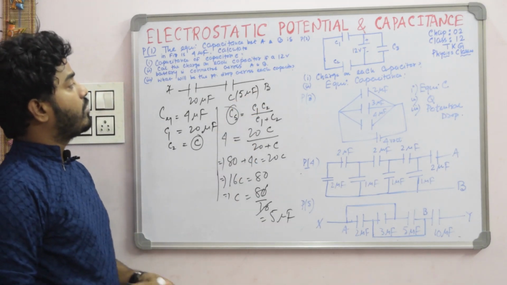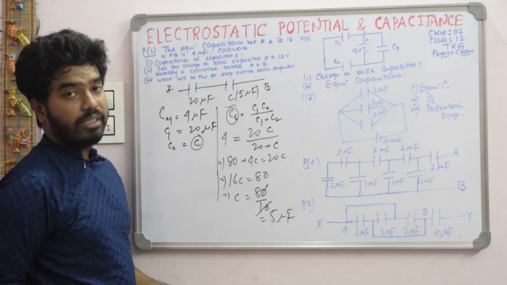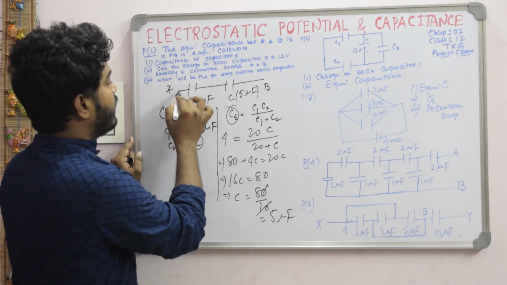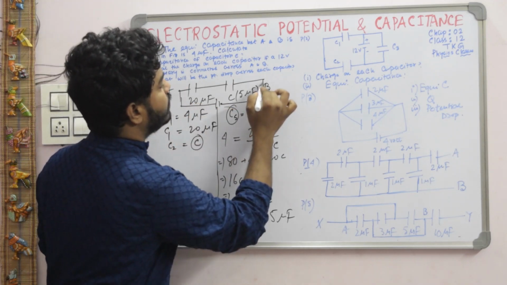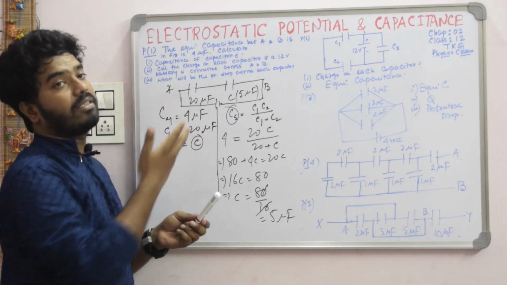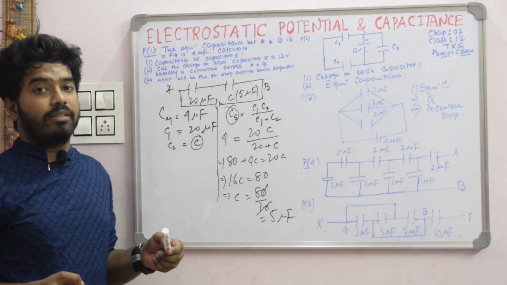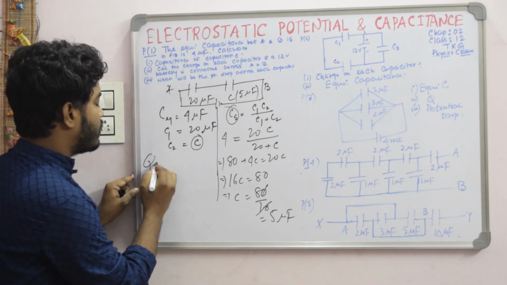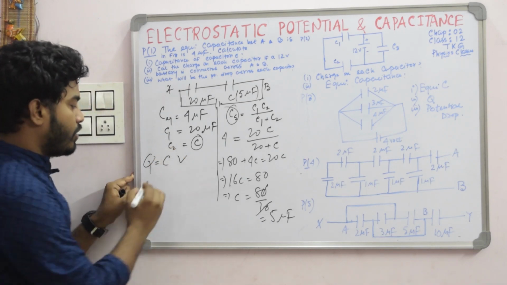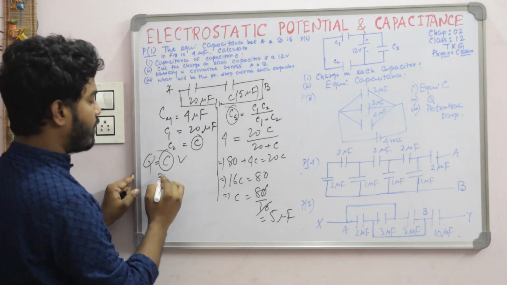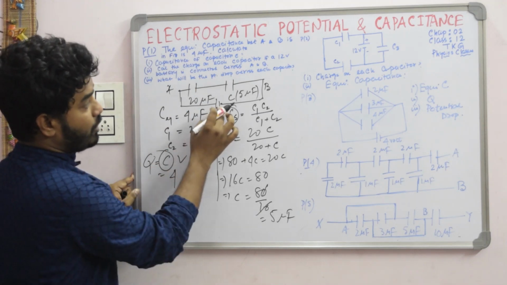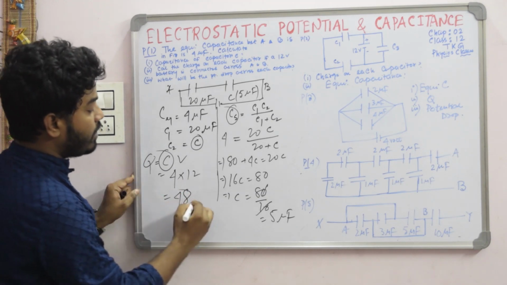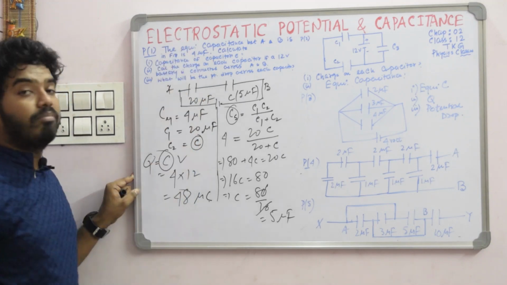Now the second question: you have to calculate the charge on each capacitor when a 12 volt battery is connected across A and B. And you know, in a series combination of capacitors the charge is equal. The charge is Q equal to C into V. C is the equivalent capacitance, 4 microfarad, and V is 12 volt, so 4 into 12. The answer is 48, and the unit will be microcoulomb, because the capacitance is in microfarad.